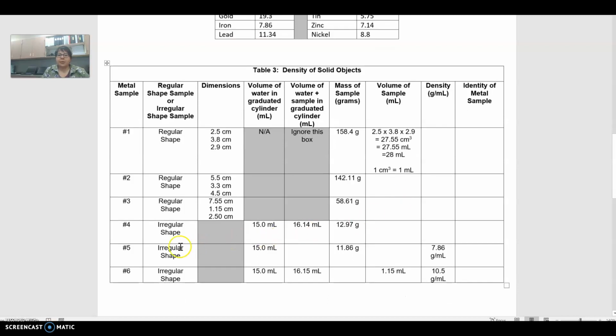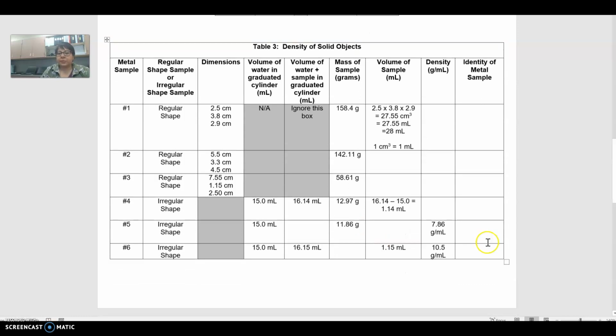When you have something that has an irregular shape, like samples 4, 5, and 6, that's when water displacement is really handy. Because then you don't have to try and figure out, was this shaped like a cylinder, or is it shaped like a cube? What is it shaped like? You simply subtract the values, and that's going to give you the volume by water displacement. And I would actually have to go, this is 15.0, just to three significant figures on this one. 1.14, that's three significant figures. There you go. That would be my answer for that one.